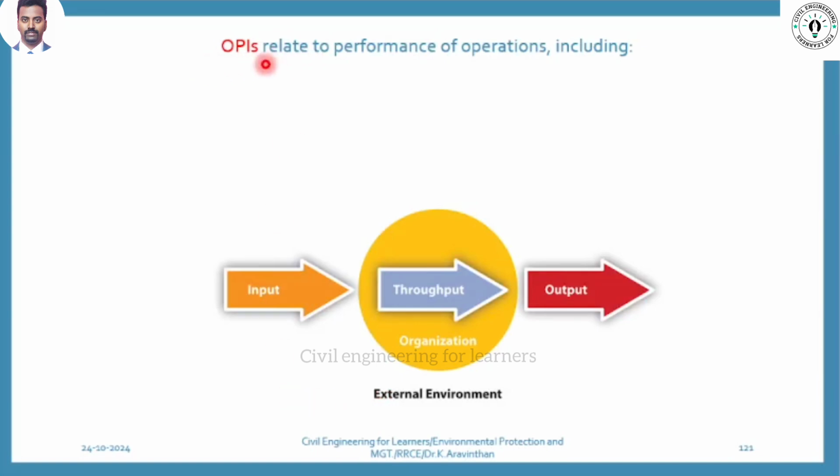Operational performance indicator. Management looks at these aspects, but what are the operational aspects? Three things: input, process or throughput, and output. This is called operational performance indicator. In that there are only three points. What are inputs? The energy they consume is one type of input.